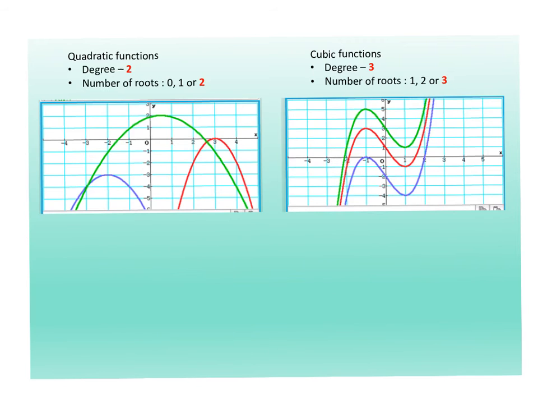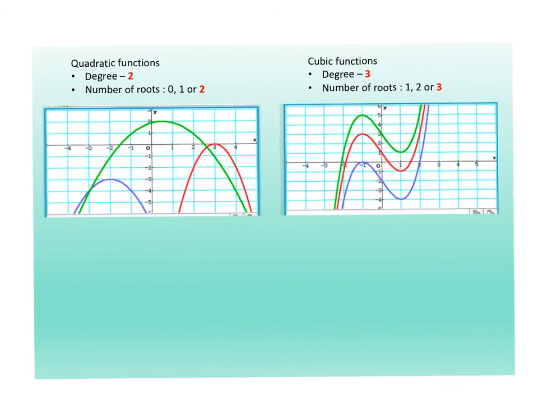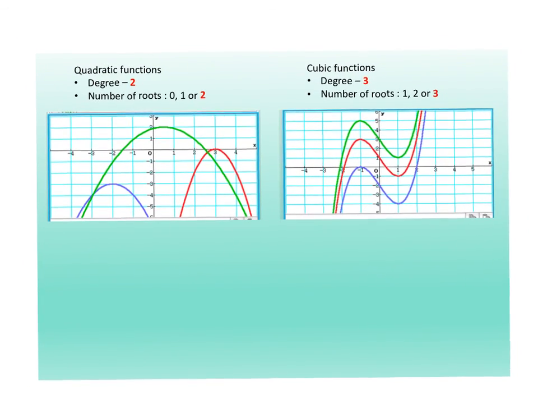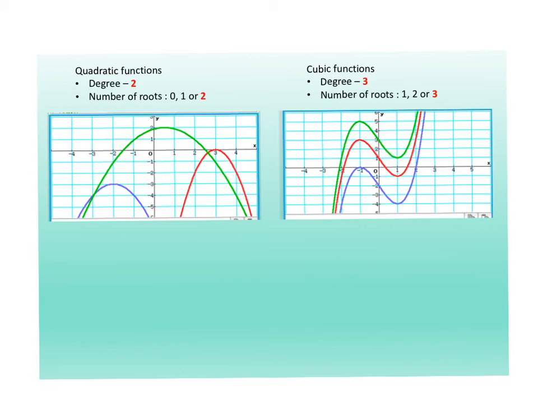Next. So here, now, let's have a look at quadratic and cubic function. All right? So you know when there's a quadratic function, the degree is 2. You can see that the number of roots is there and that. All right? Whereas a cubic function, there's always at least one root. Cubic function, always at least one root.